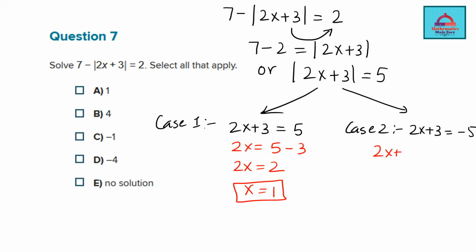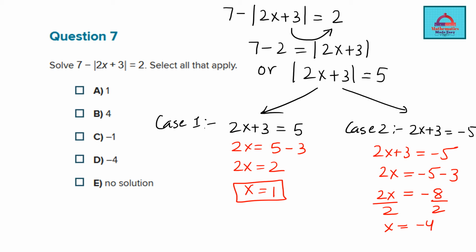And 2x plus 3 is equal to minus 5. So 2x equal to minus 5 minus 3, which is minus 8. So divide by 2, x is minus 4. So there are two solutions. You have to select all the correct options. So 1 and minus 4.